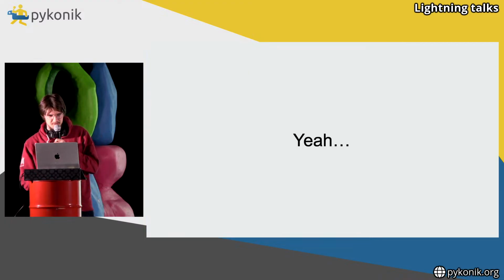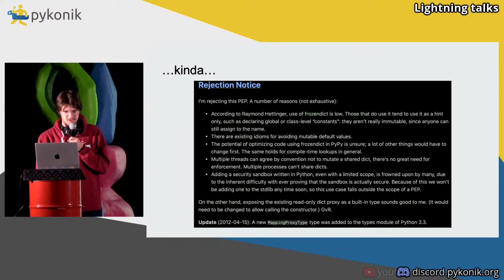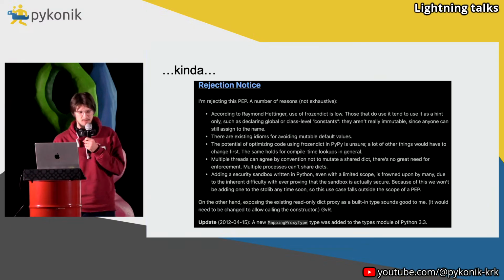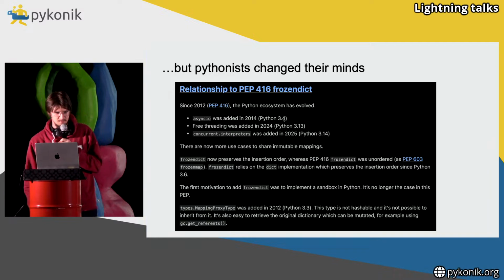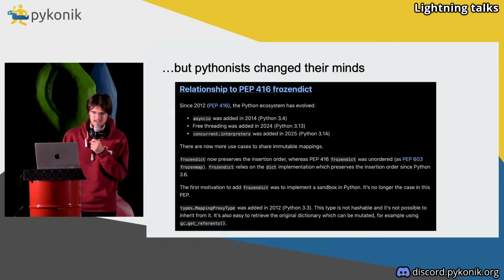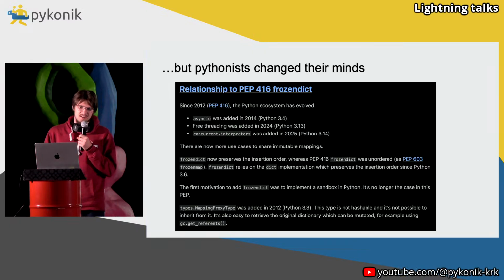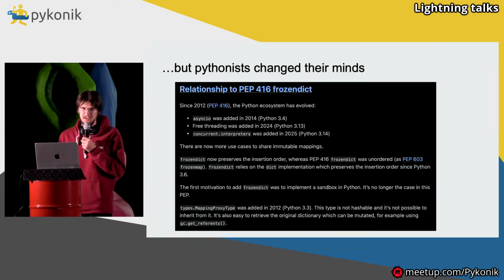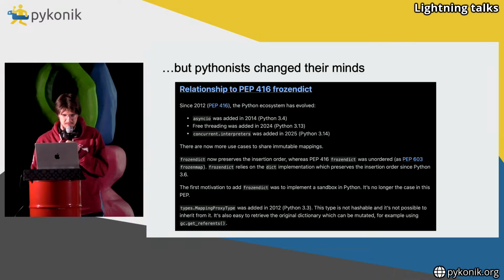Frozen dicts were already rejected because apparently the use was low. But that was in 2012, and in 2026 it has apparently changed. Asyncio was implemented since then, and there are some concurrency issues with the mappingproxy type. That's why people are using third-party frozen dicts. So they figured, why not just implement it in Python in the native way.